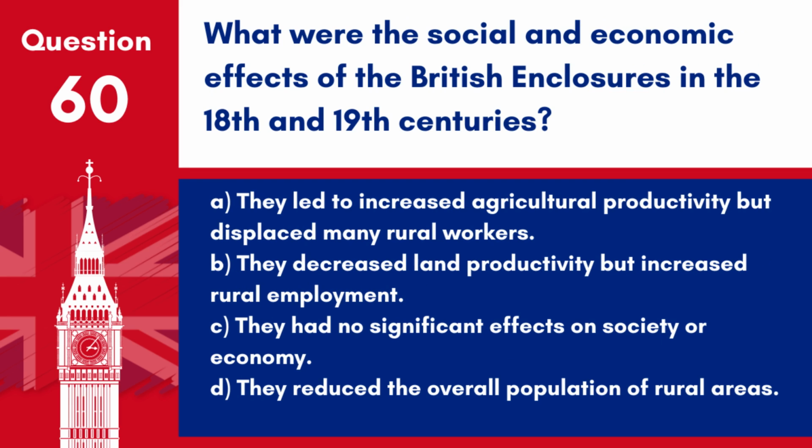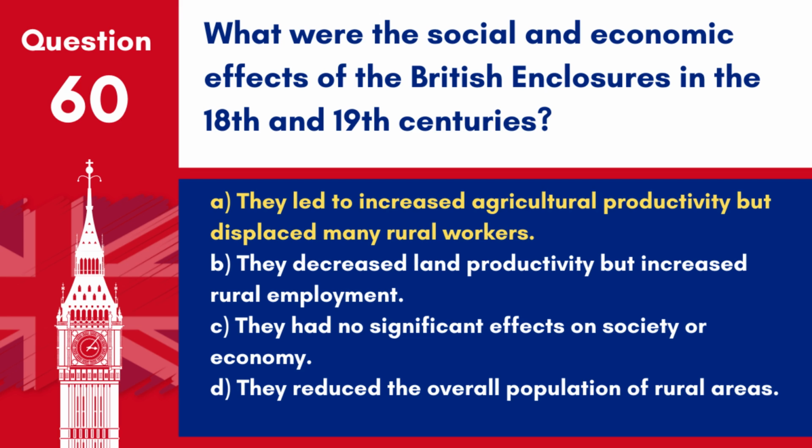Question 60. What were the social and economic effects of the British enclosures in the 18th and 19th centuries? A. They led to increased agricultural productivity, but displaced many rural workers. B. They decreased land productivity, but increased rural employment. C. They had no significant effects on society or economy. D. They reduced the overall population of rural areas.